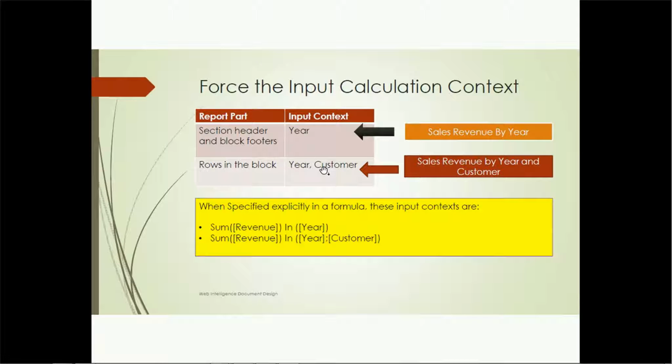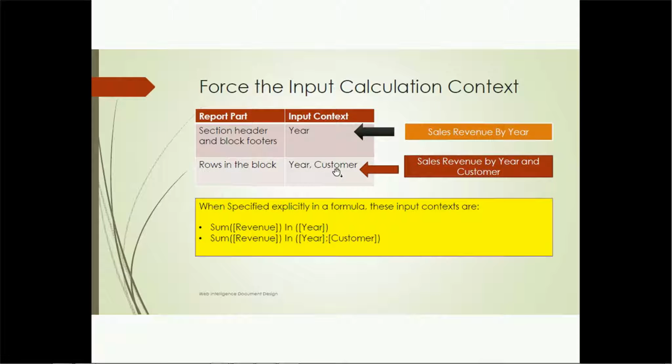Now we can force the input calculation context. How can we force it? Say section header and block footers, whatever the values there, have input context as year. So sales revenue by year, we saw that report which has sales revenue by year, and rows in a block have year and city or customer as the input context.